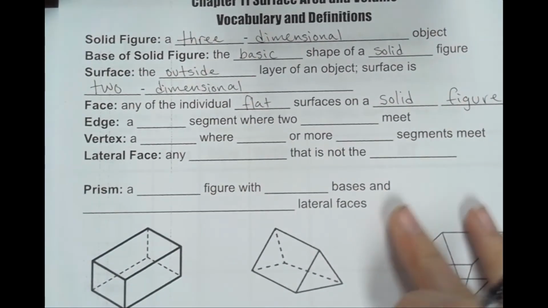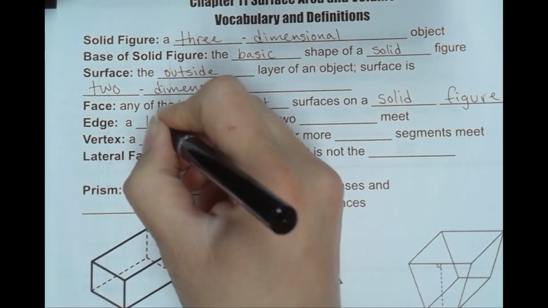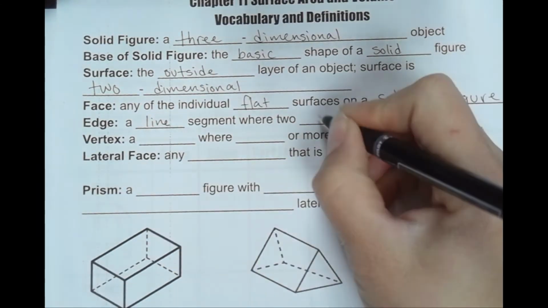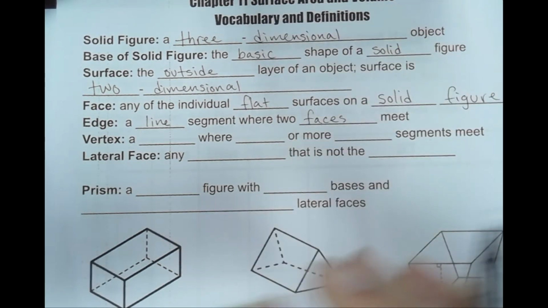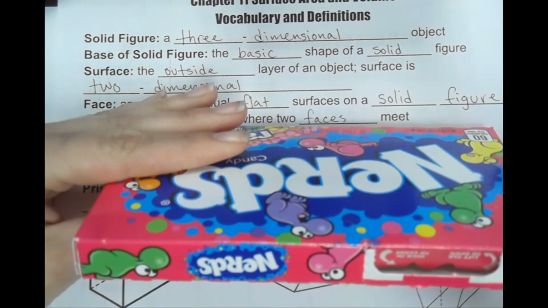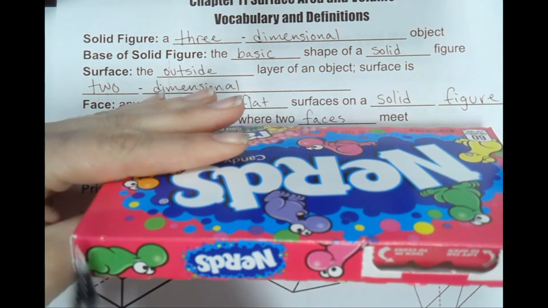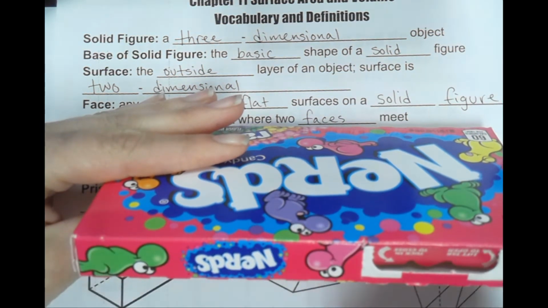Okay, an edge is a line segment where two faces meet. So on this box again, this is a face and this is a face. This is the edge where the two faces meet.